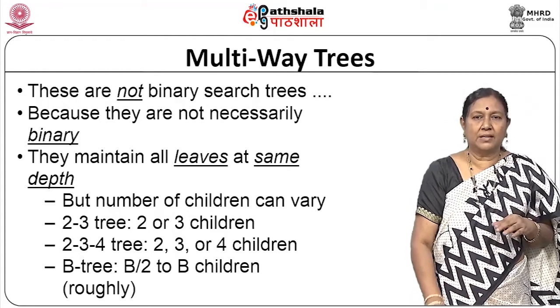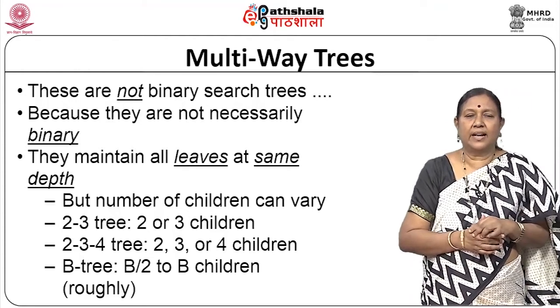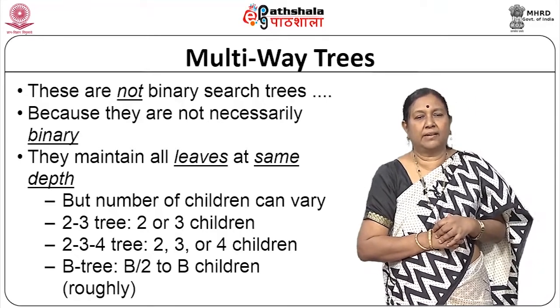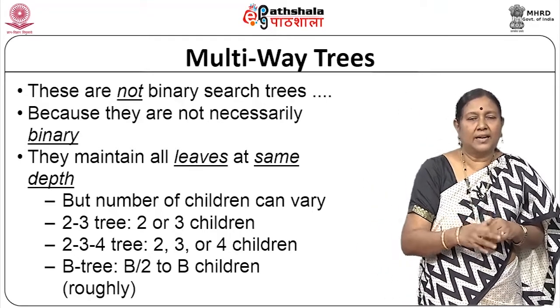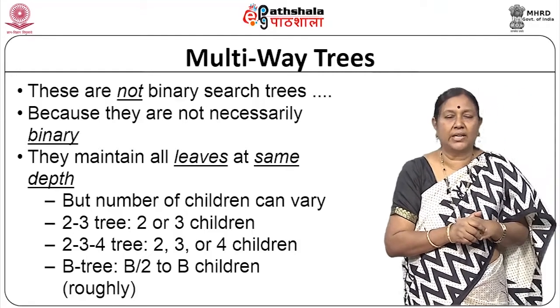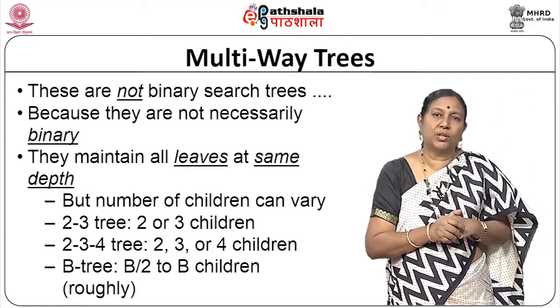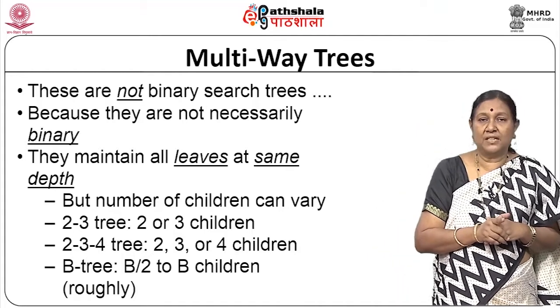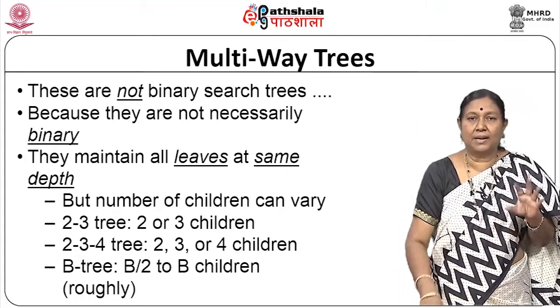A B tree is a special case where we can have roughly B by 2 to B children. Again we will be talking about that in a later module. In this module we are going to talk about 2-3 trees, where a node can have 2 or 3 children, but more importantly please note that all leaves are maintained at the same depth.